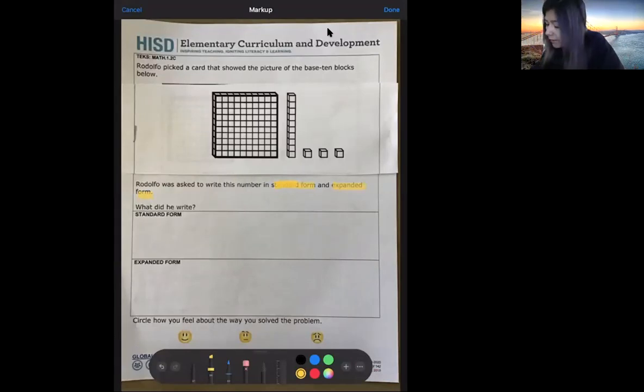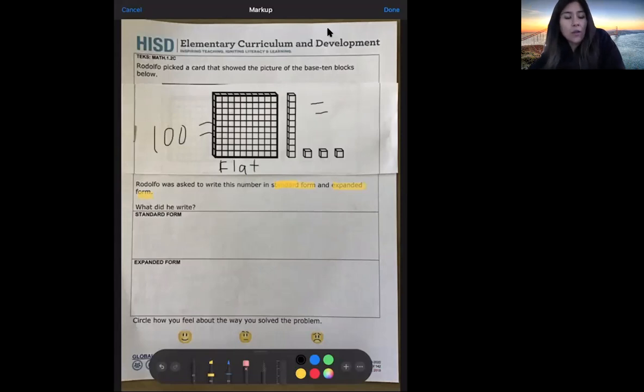All right, so the very first step, I'm going to show my work. The very first thing that I need to do is figure out what number these base 10 blocks represent. Again, showing my work. This block, I remember, is called a flat. And the value of this flat is, do you remember? 100.